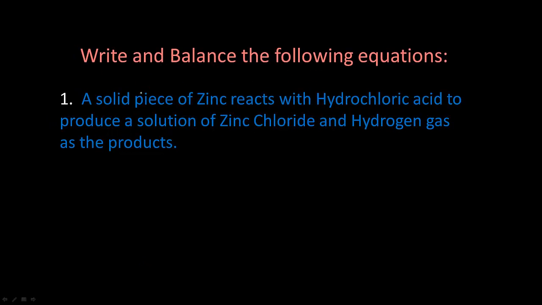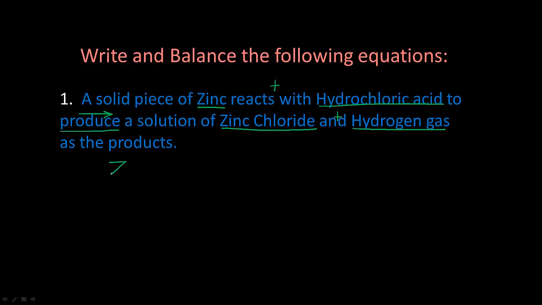Example, let's look at our reactants. It says a solid piece of zinc reacts with hydrochloric acid. So we have zinc, reacts with means plus, and then hydrochloric acid. To produce, so that means that we have an arrow, to produce a solution of zinc chloride and hydrogen gas as the products.